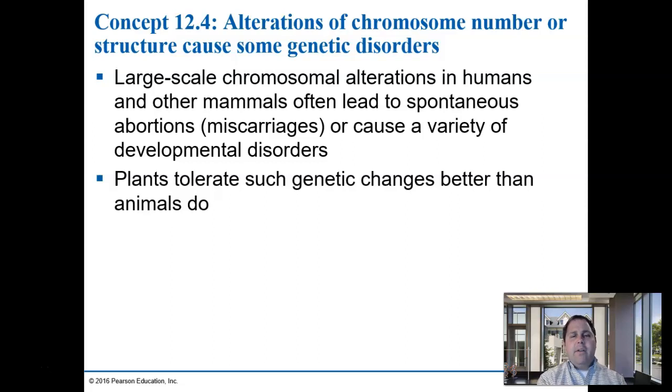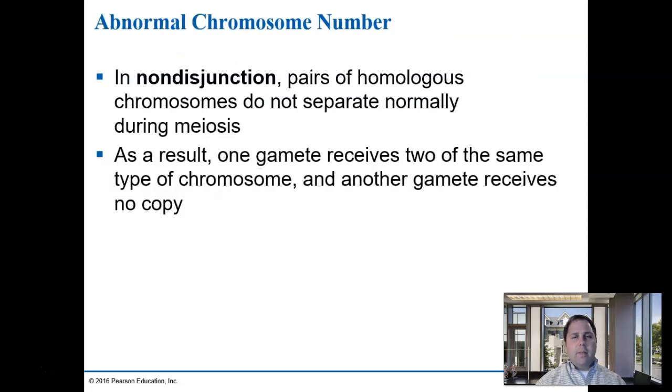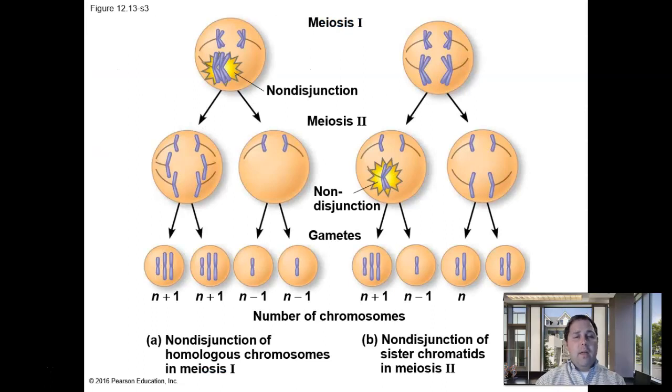In plants, they tolerate a lot more genetic change. We've talked about how they can be polyploid, octoploid, things like that, but they also see these kinds of wholesale changes to chromosome structure or number. One of the ways to get abnormal chromosomal number is through a process called non-disjunction. Non-disjunction is basically a mistake that occurs when homologous chromosomes don't separate during meiosis, or when sister chromatids don't separate normally during meiosis. In the case of homologous chromosomes, one gamete is going to receive 2 of the same type of chromosome, and the other gamete receives no copies. So you can see this here.